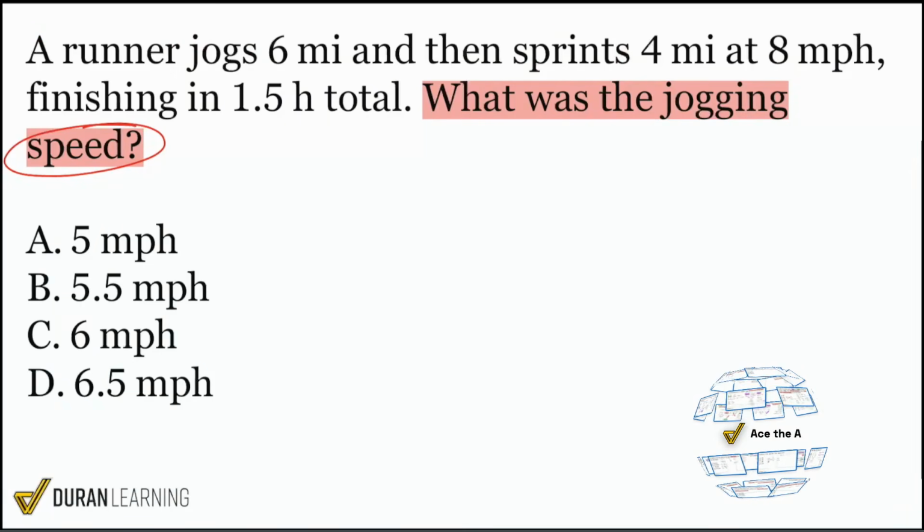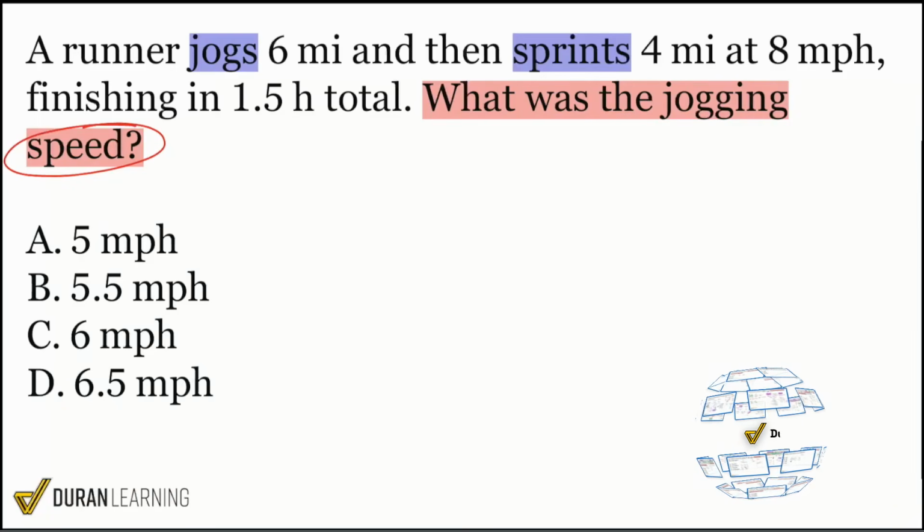Let me highlight both of those in blue. We have a runner who jogs and a runner who sprints. Everyone, is it fair to say that if we have two different modes of operation, one jogging and one sprinting, we might have different values for the rate, for the time, for the distance? Isn't that fair to say?